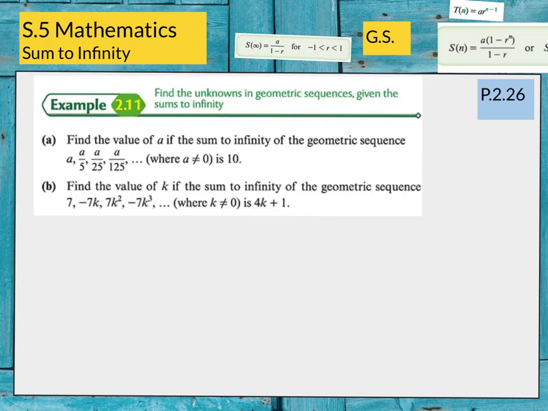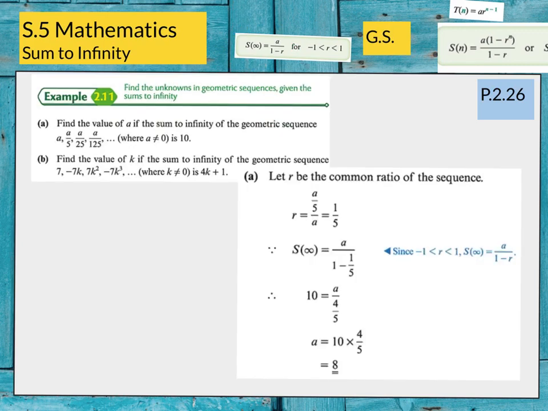Sometimes the sequence will be like this. That means the key point is for the value of A, for the sum to infinity, in this case, you are going to find the unknown for A. And for part B, we're going to find the unknown for another thing. So we just need to set up the equation as usual, like finding the A, and find the R by setting up an equation. Let's look at how we start.